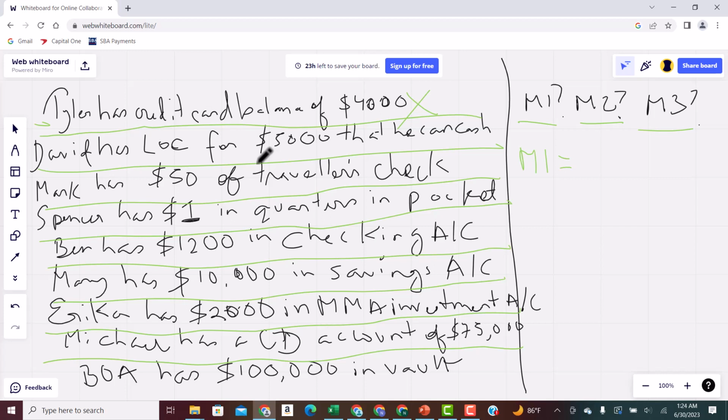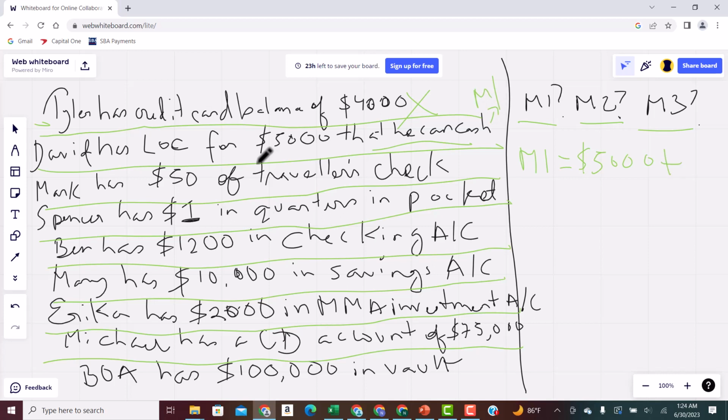Next, we have David has a LOC. LOC means a line of credit, a type of loan, for which he has 5,000 that he can easily cash. So he has a loan, and this loan is already sitting in an account for David that he can easily cash. He can very easily spend this money, so we can categorize this. It's very liquid. It's kind of sitting in a checking account. So this is part of M1. So this second one is M1. Remember, we have to add all the numbers to get the final one.